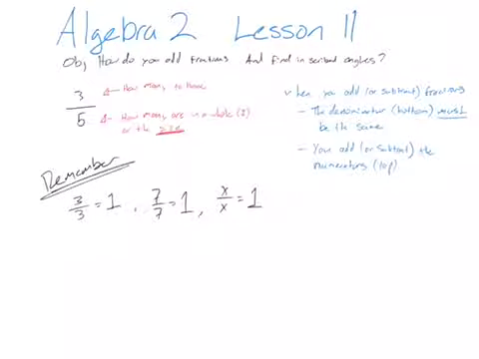Well, hello, Algebra 2. This is Lesson 11. Your objective is how do you add fractions and also how do you find inscribed angles. So that's what we're going to know by the end of this lesson.